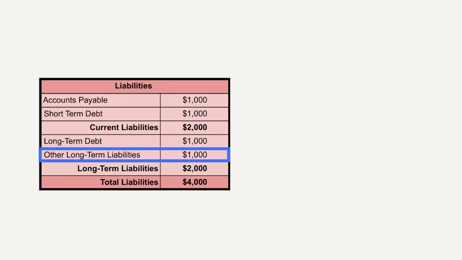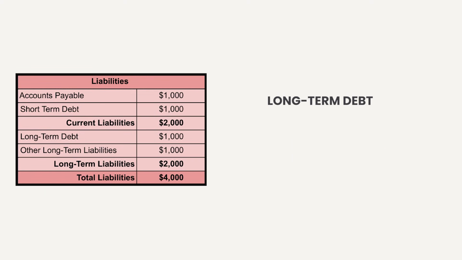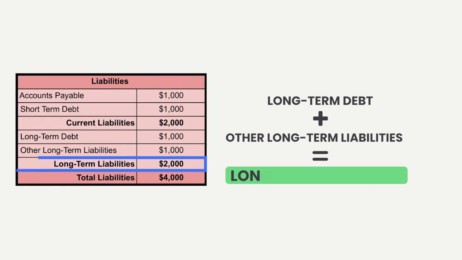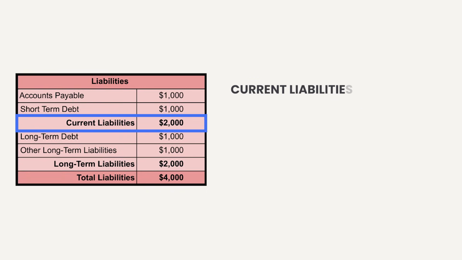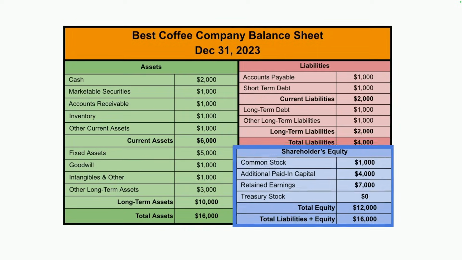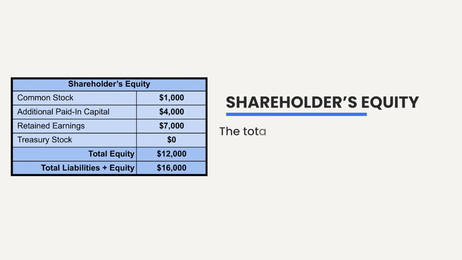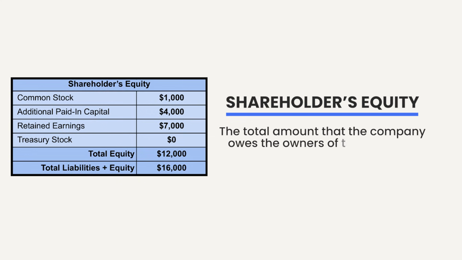After that is a catch-all category called other long-term liabilities, which could include things like pension obligations and contracted lease payments. When added together, we get the total value of a company's long-term liabilities that are due in more than 1 year. And when we add up current liabilities and long-term liabilities, we get the company's total liabilities owed to others. That brings us to the final major component of the balance sheet, which is called shareholders' equity. This is the total amount that the company owes to the owners of the business, which are called shareholders.